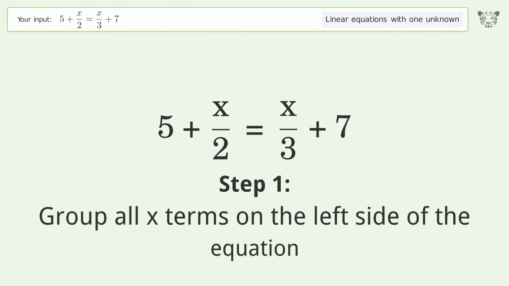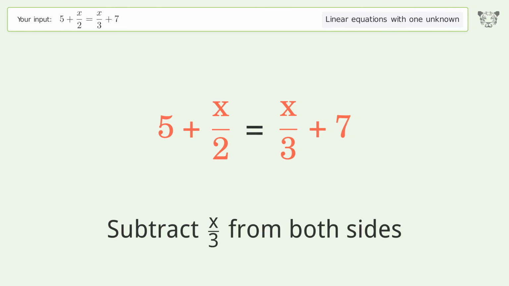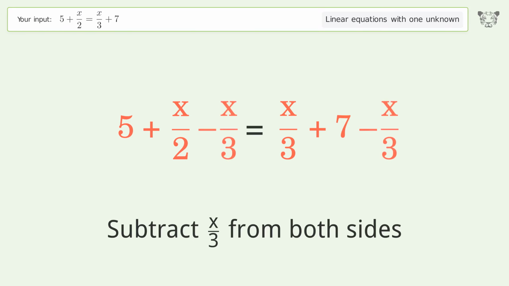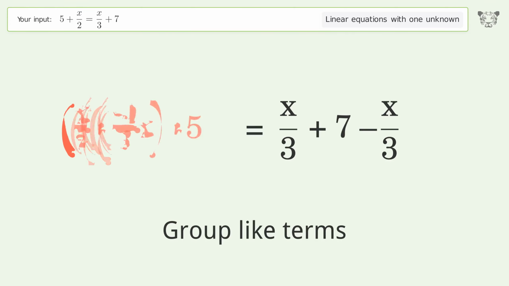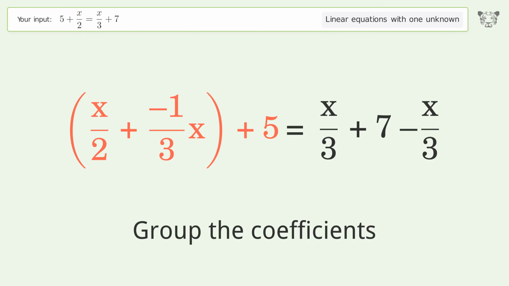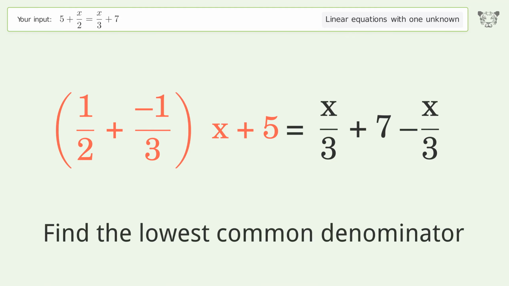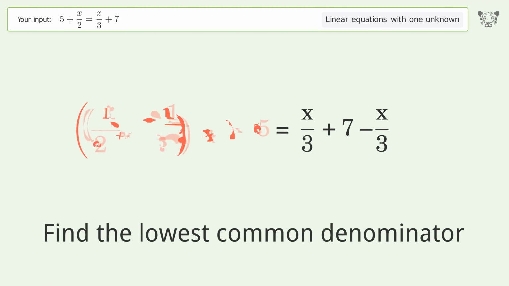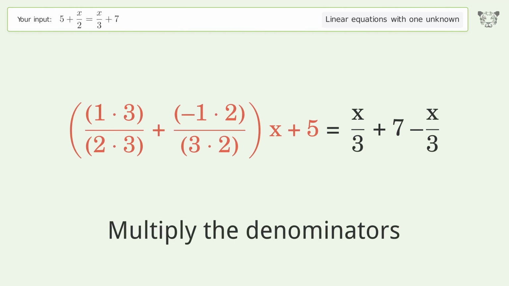Group all x terms on the left side of the equation. Subtract 10 over 3 from both sides. Group like terms. Group the coefficients. Find the lowest common denominator. Multiply the denominators.